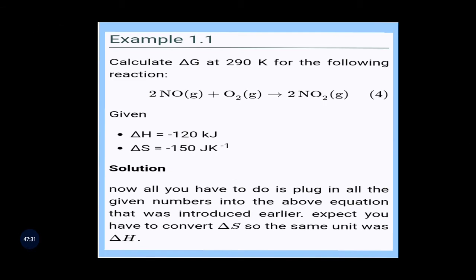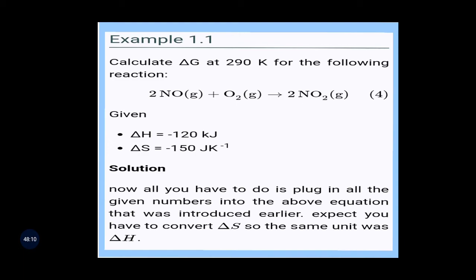Now let's look at this example. Calculate the change in Gibbs free energy at 290 Kelvin for the following reaction. This is the reaction leading to the formation of nitrogen tetroxide. Given that your enthalpy change is minus 120 and your entropy change is minus 150, just put these values into the formula, delta G equals delta H minus T delta S.